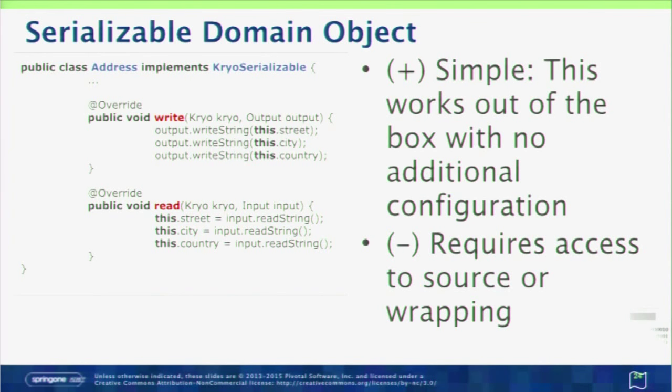In some environments, you're using legacy domain objects, and they might be in some library that's developed by somebody else, so you may not have permission to modify the source code. You could also do some tricks like wrapping, but then you're using the wrapped domain object in your model, so that gets kind of ugly too. If you were thinking about doing wrapping, you might as well go with registering the custom serializers.